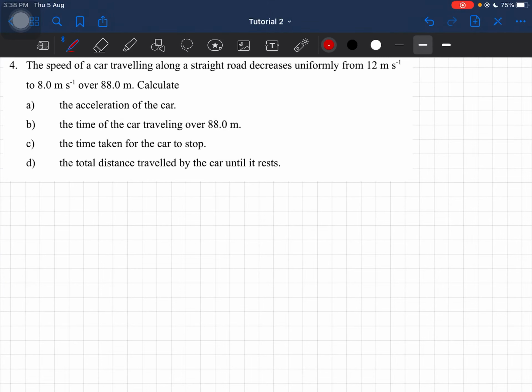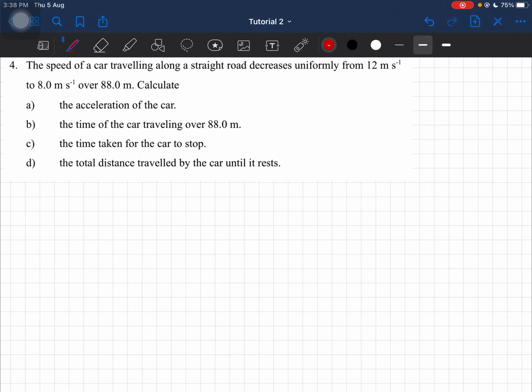Okay, question 4. The speed of a car traveling along a straight road decreases uniformly from 12 meter per second to 8 meter per second over 88 meter. Calculate the acceleration of the car, the time of the car traveling over 88 meter, the time taken for the car to stop, as well as the total distance traveled until it rests.